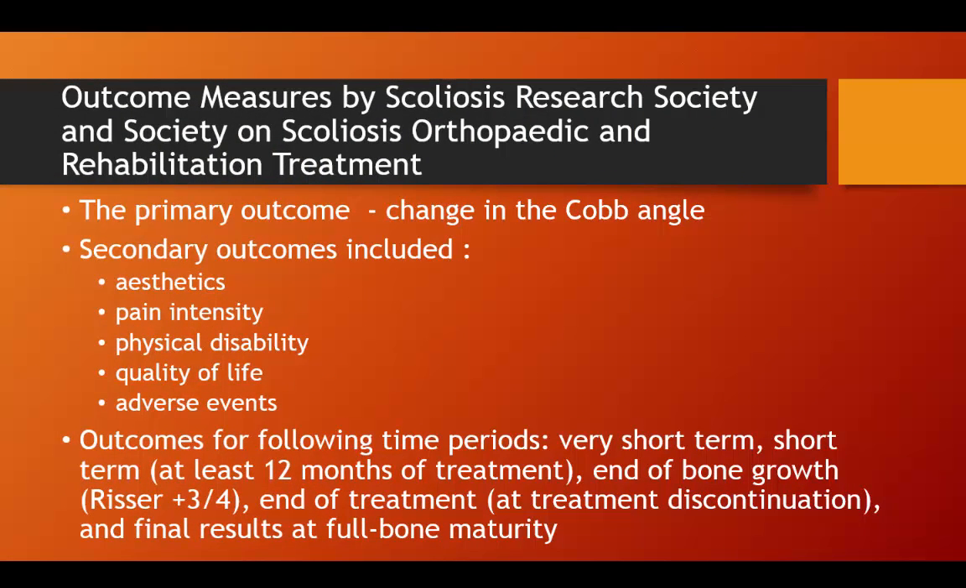The outcome measures by the Scoliosis Research Society and Society on Scoliosis Orthopedic and Rehabilitation Treatment were used in determining the success of treatment in the systematic review. The primary outcome was the change in the Cobb angle, but secondary outcomes included aesthetics, pain intensity, physical disability, quality of life, and adverse events.